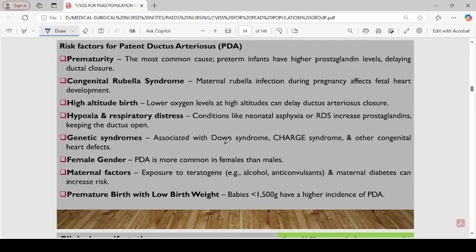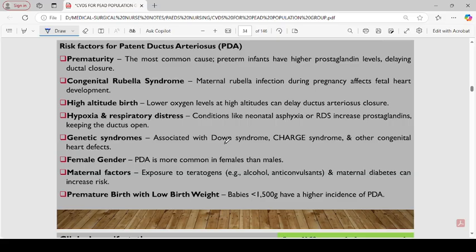Risk factors for patent ductus arteriosus include prematurity, which is the most common cause. You find preterm infants have higher prostaglandin levels, leading to delay in the ductal closure. Maternal rubella infection during pregnancy also affects fetal heart development and can result in patent ductus arteriosus. Low oxygen levels at high altitudes can delay the ductus arteriosus closure. Conditions like neonatal asphyxia and respiratory distress syndrome increase prostaglandins, keeping the ductus open.